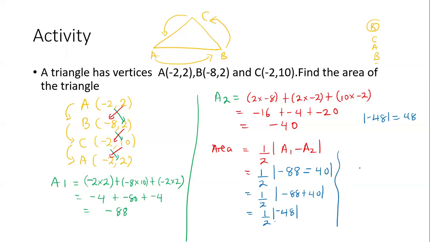So from there, we shall end up with our area having a half times the 48. And from there, we can reduce by 2, 1 by 2, 24. So we remain with 24 square units. So that is how you can find the area of a triangle or any polygon using the shoelace approach. Thank you. And let's continue utilizing this approach since it makes our work very easy.